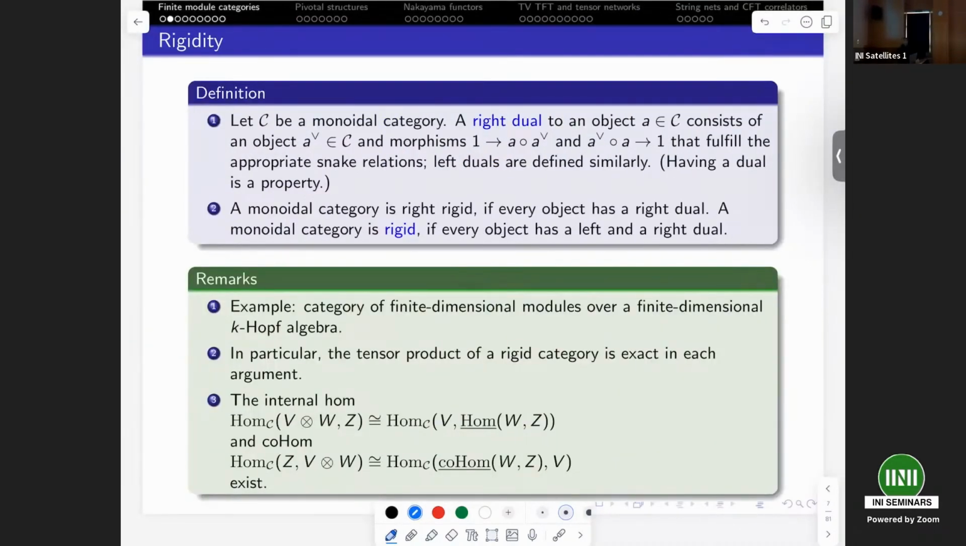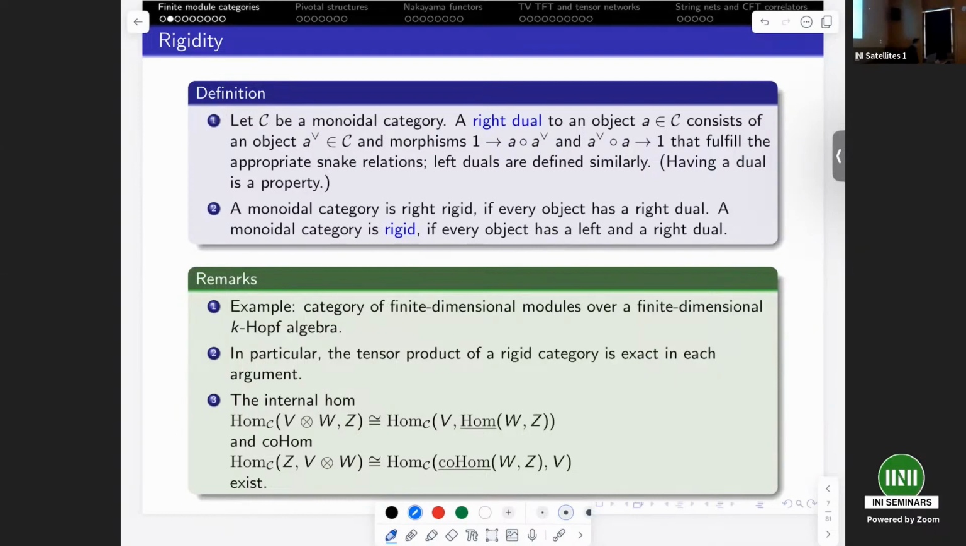So, examples: if you take the category of finite dimensional modules over a finite dimensional Hopf algebra, then this would be such a finite tensor category, but important examples are not of this type. Then this rigidity has rather important consequences. It implies in particular that the tensor product on a rigid category is exact, and we have internal homs.